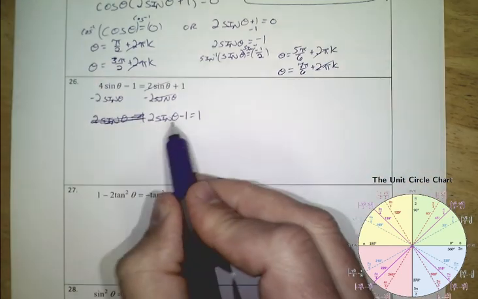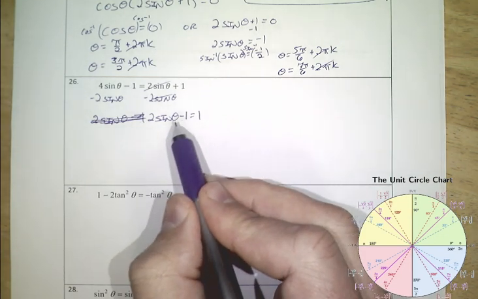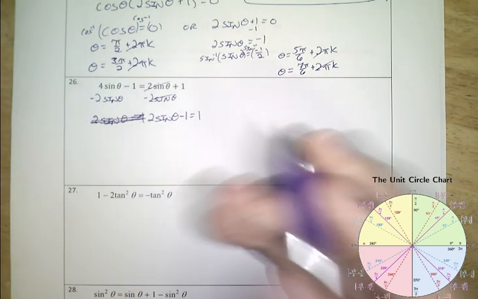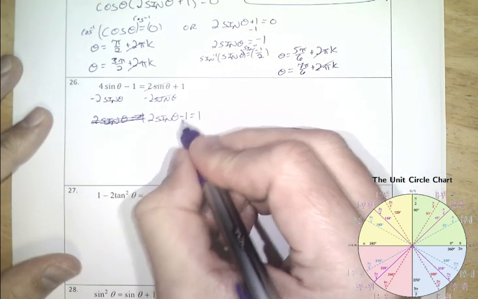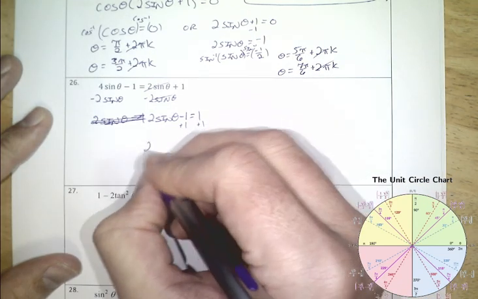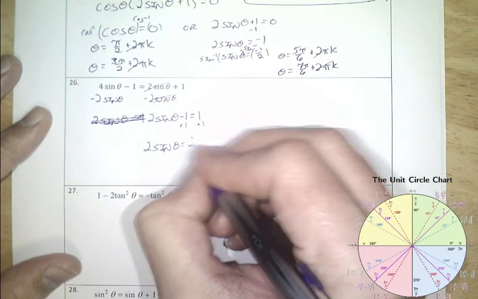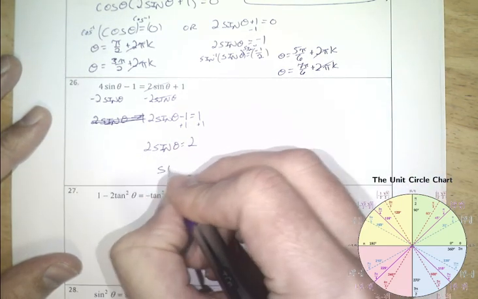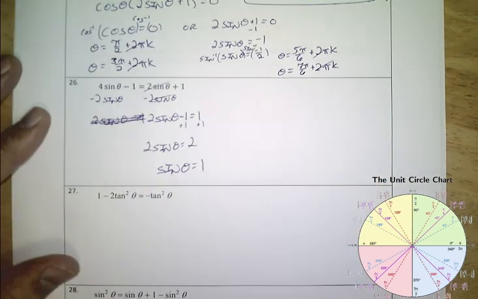Now I can look at this and see this is not a quadratic at all. So I don't have to worry about setting it to 0. I can solve this the normal way. I can add 1 to both sides, to give myself 2 sine theta is equal to 2. Divide both sides by 2, and we get sine theta is equal to 1.